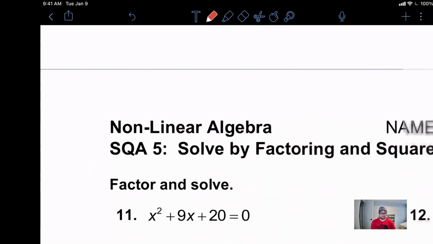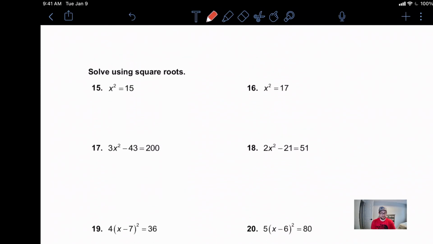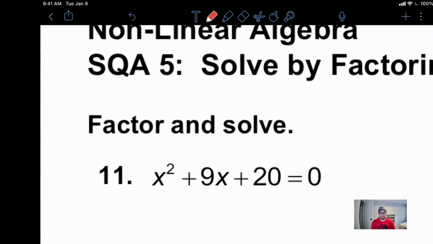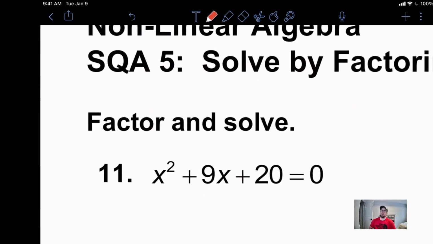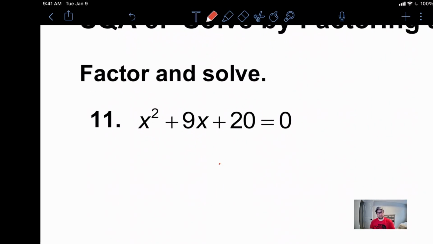So now we get to problem number 11 and 13 and 15, 17, and 19. This is a long one. So in this one also tells us to factor and solve. But what you're going to realize is that there is no greatest common factor here. So in those problems where you don't have a greatest common factor, the other method you always want to try is the x method.